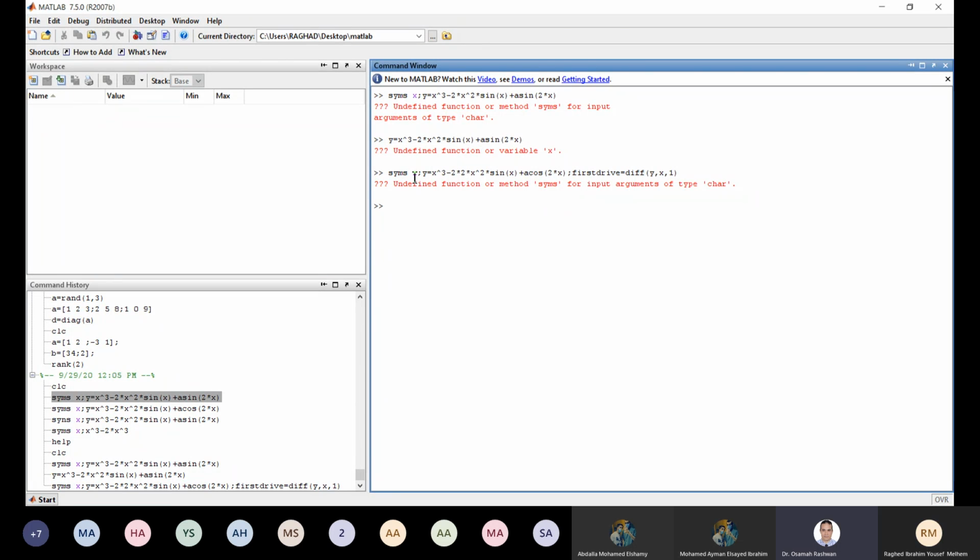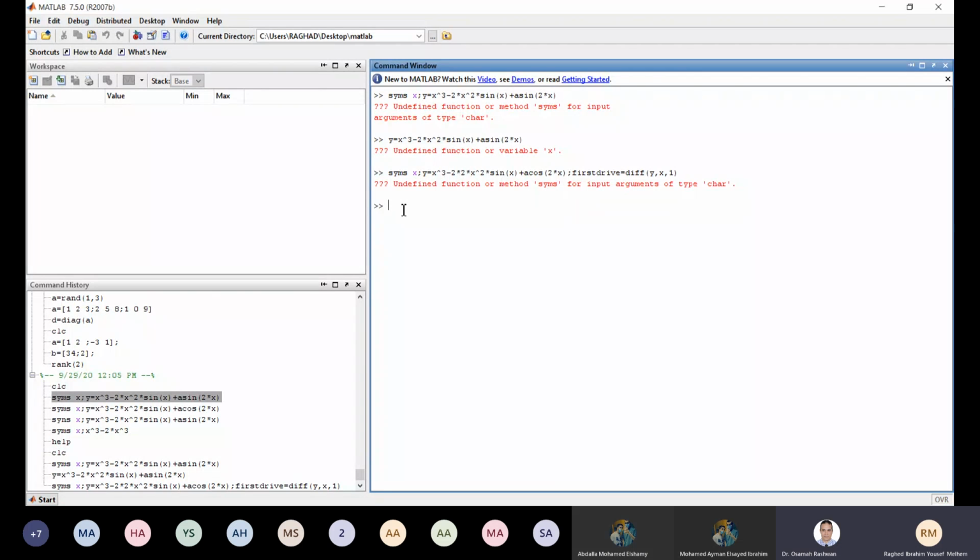Undefined function or method sims for inputs argument of type character. This is a problem. I don't know what's the problem with this one. I think the sims is not defined in your Matlab. So how to get rid of this one? I don't know. Call it Y, call it Z, because you will have the same problem, right? But I'm sure there is something missing here.